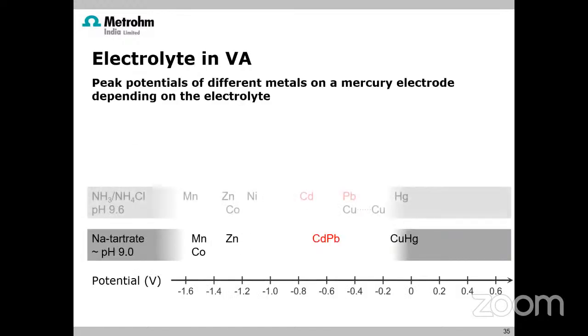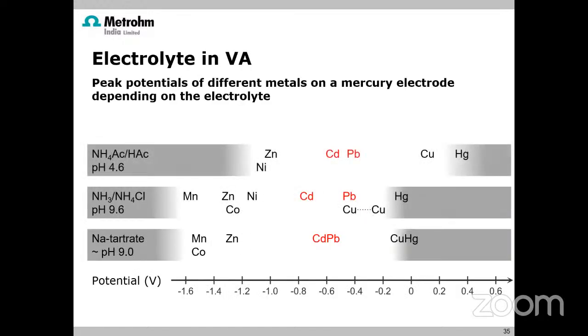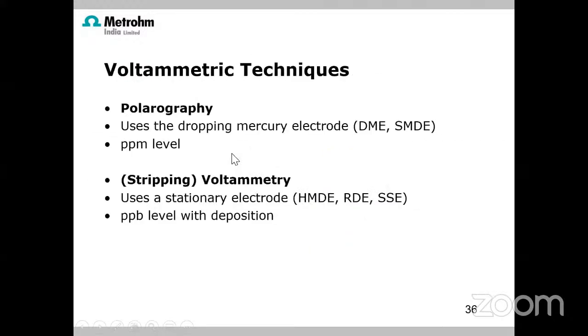So as I told you, there are different electrolytes. You can see here pH 4.6 acetate buffer. With this, in the electrochemical cell and 3-electrode setup with mercury, we can do zinc, nickel, cadmium, lead, copper analysis. So these are all possible in a single run. Then I'll tell you the differentiation between polarography and stripping voltammetry.